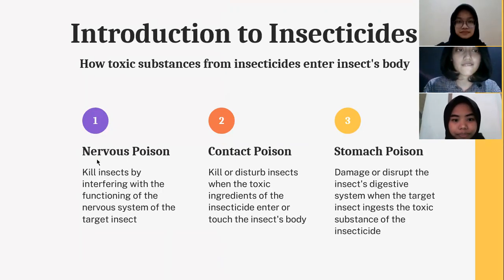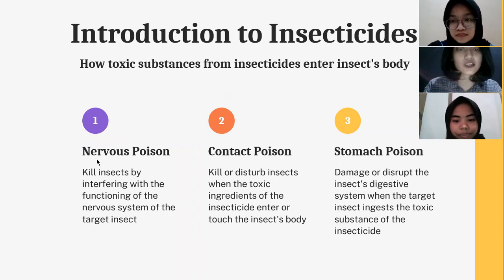Then, toxic substances from insecticides can enter the body of an insect in various ways. The ways toxic substances enter the body of the insect are grouped into several groups, such as the first, nerve poison, an insecticide that kills insects by interfering with the functioning of the various nervous systems of the target insect.